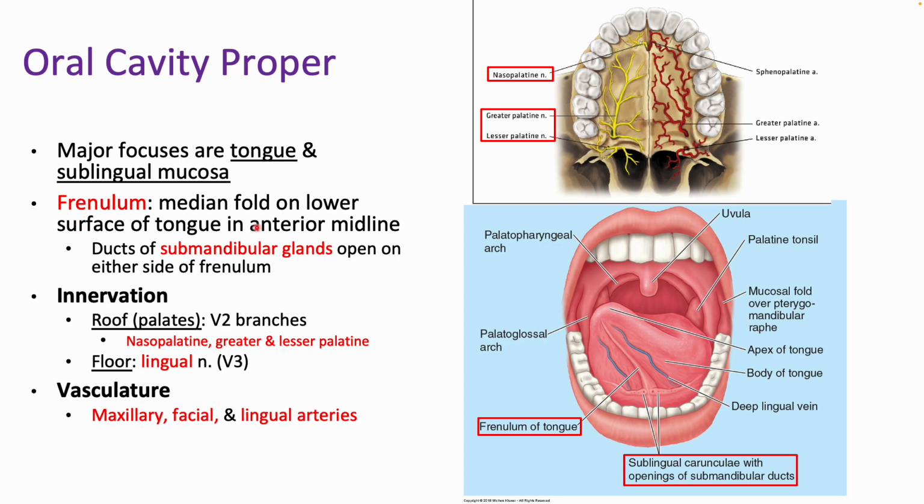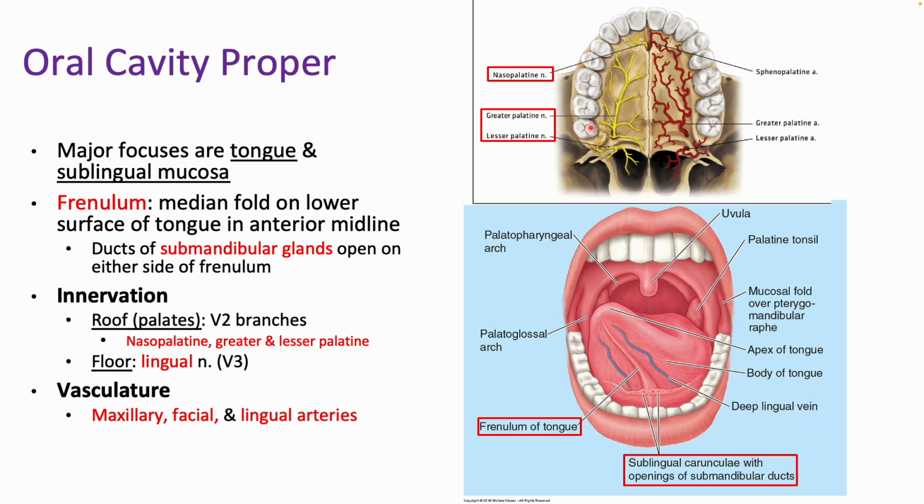We have our frenulum, which is going to be this median fold on the lower surface of the tongue along the anterior midline. So if you stick your tongue up to the roof of your mouth and feel in there, you can feel this fold protruding out. If we go to the base of that and look to the sides of it, we're going to see the ducts of the submandibular glands. They're going to open up here and run back, and that's happening on either side.